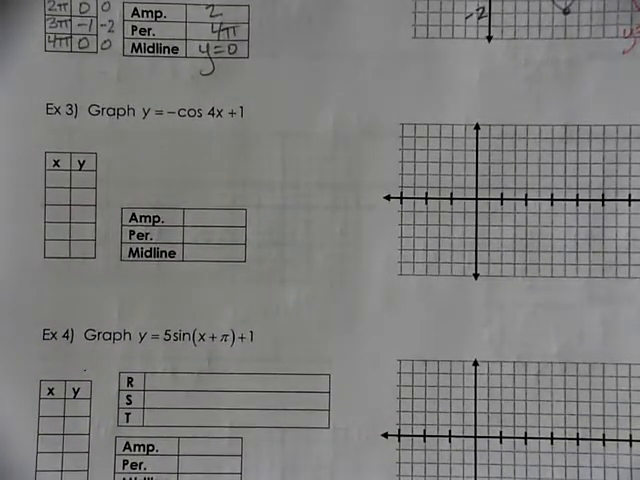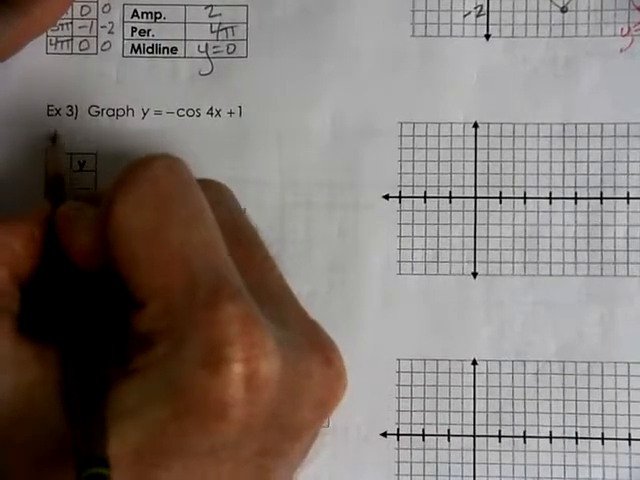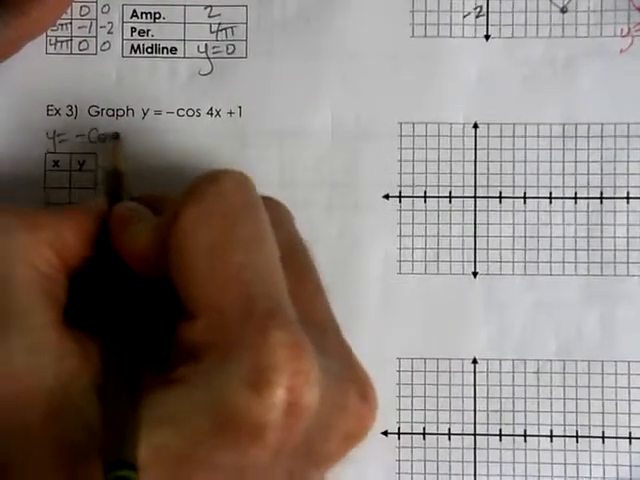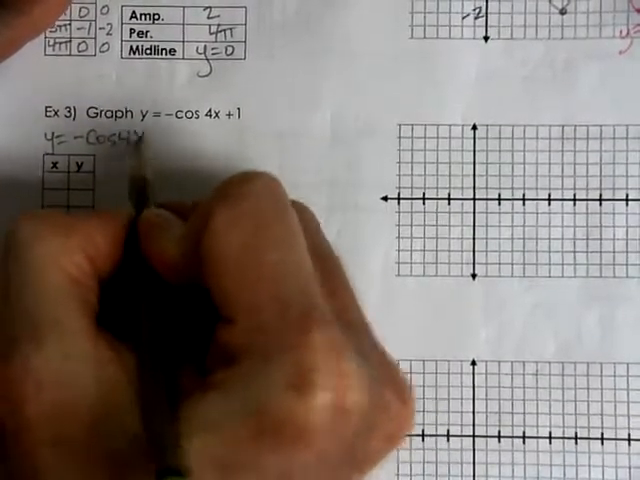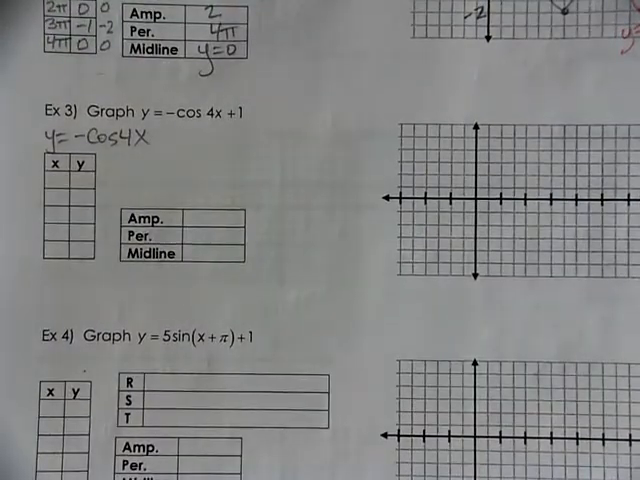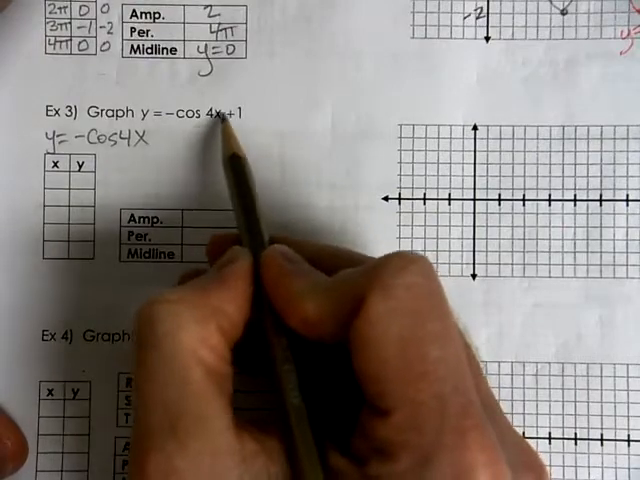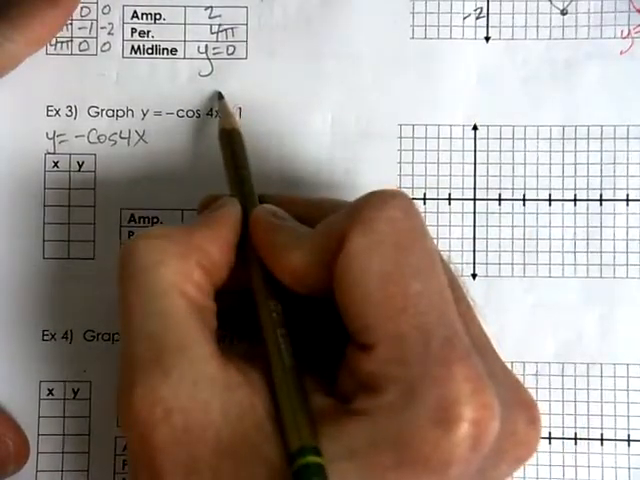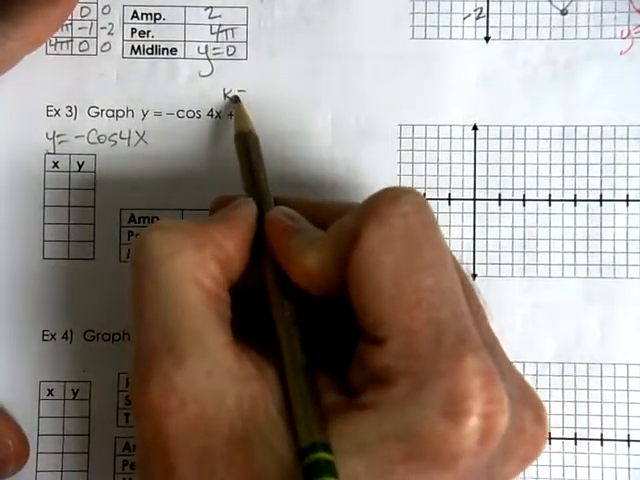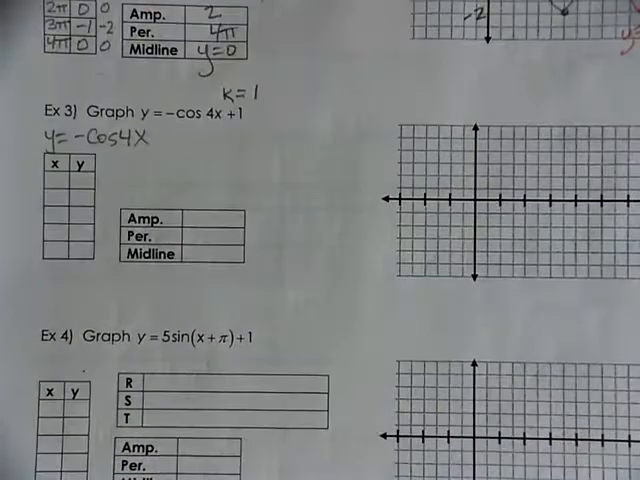Here's number 3. We're going to do y equals negative cosine of 4x. That's going to be the first graph we do. This value, notice, there is no parentheses. So I know that my k value is 1. That's what that plus 1 means.